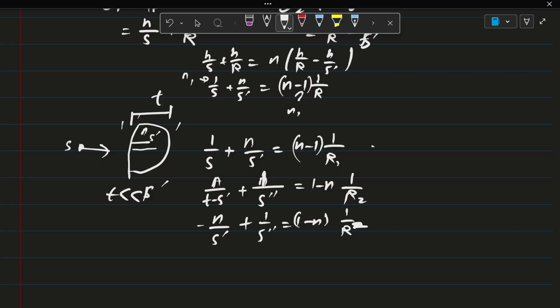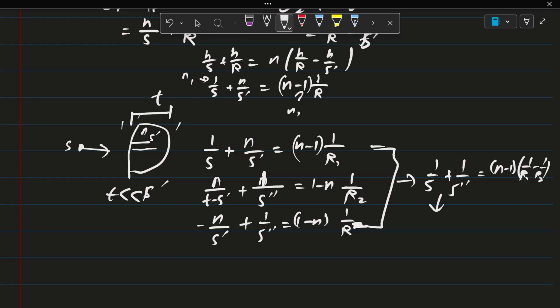Now, if we add this guy and this guy together, what we would obtain is 1 over s plus 1 over s prime prime, or the actual image that we see from the lens, must equal n minus 1 of 1 over r1 minus 1 over r2, or the difference between the radii of curvature. So this is something which we call the lensmaker formula.